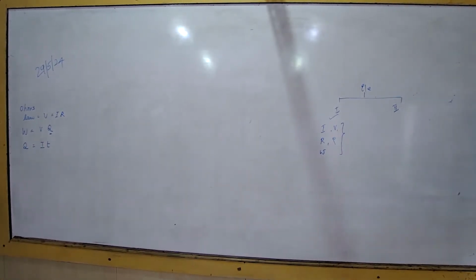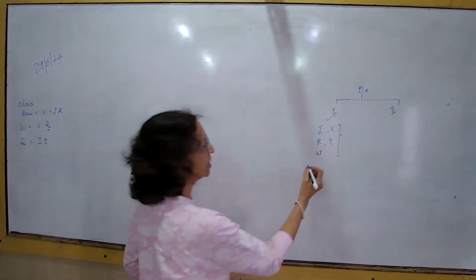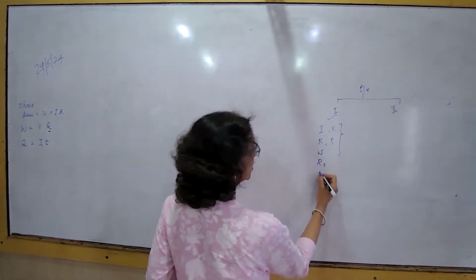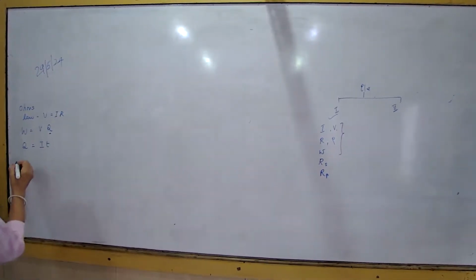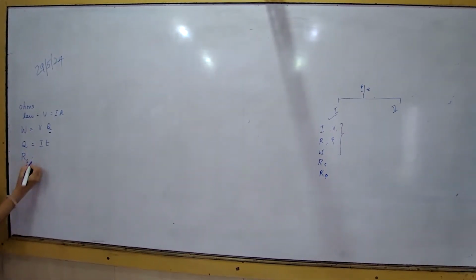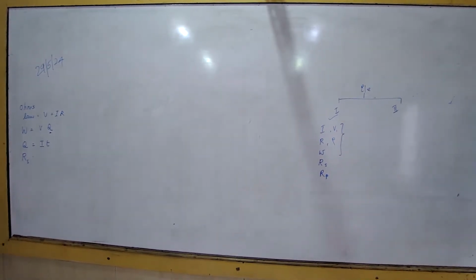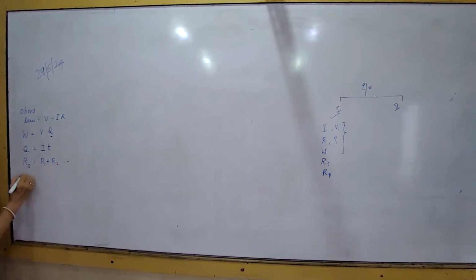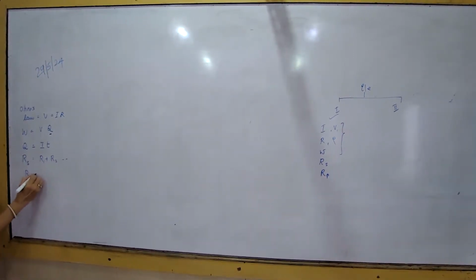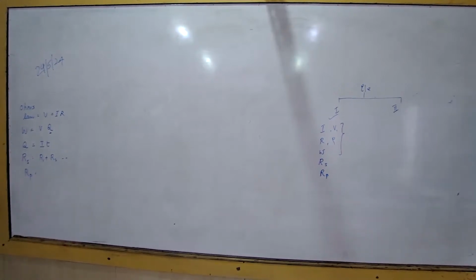Yes or no? We have also learned something about resistors which are in combination, RS and RP. What does RS stand for? What will be the formula? R1 plus R2 plus R3, etc. If I'm talking about RP, what does it mean? 1 upon R1 plus 1 by R2.